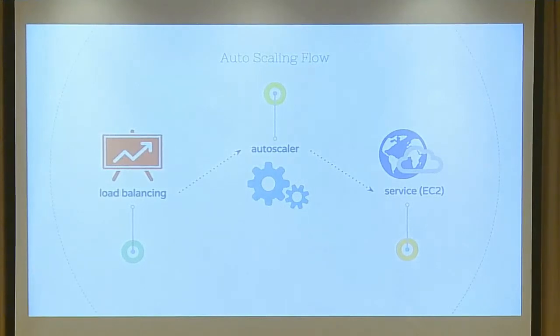Our auto scaler, the Ruby robot, will get traffic data from load balancing, and then decide whether to scale up or down our service size. The flow is quite simple.